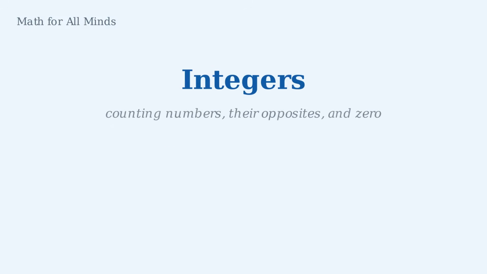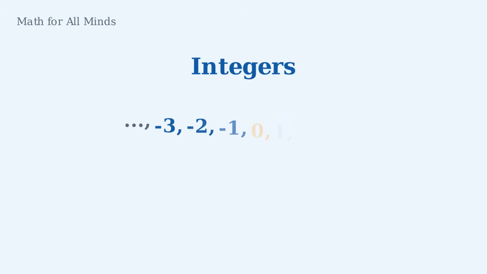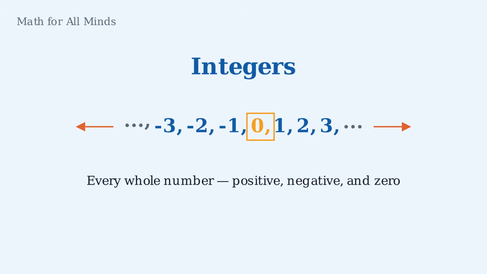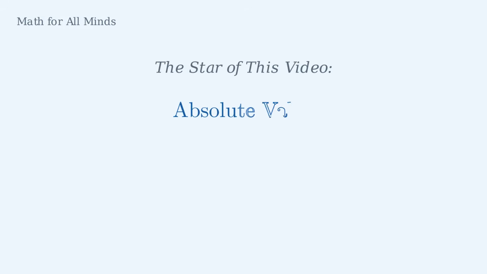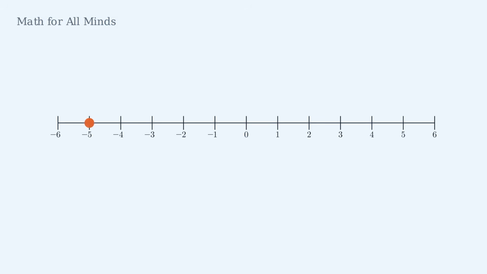Together, the counting numbers, their opposites, and 0 form a set called the integers. That's every whole number, positive or negative, all the way out in both directions. Now for the star of this video, absolute value. Here's the question that leads us to it.